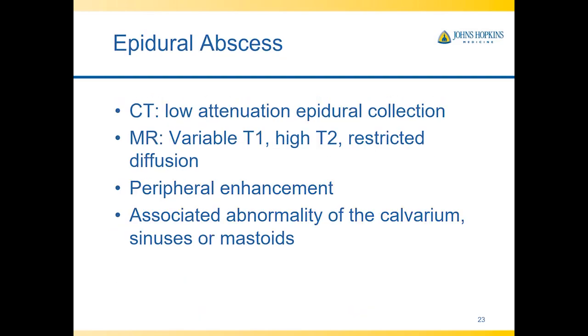So, as with other abscesses, the CT shows a low attenuation epidural fluid collection, which may be associated with the sinuses or with the mastoid or under a craniotomy site. On MR, there is variable T1 signal, high T2 signal with restricted diffusion, showing peripheral enhancement. And since the abnormality is associated with the bony structures, there's often an associated abnormality of the calvarium itself or the sinuses or mastoids as maybe the source of the infection.